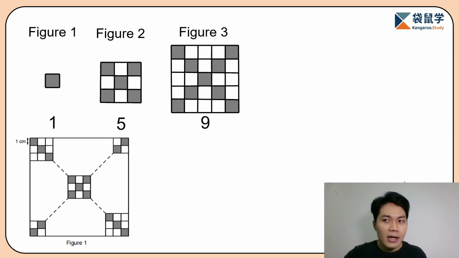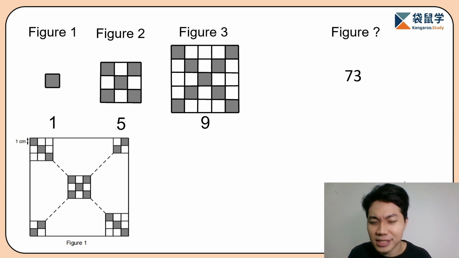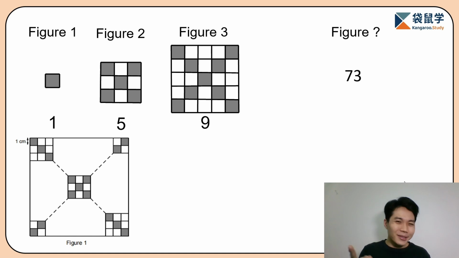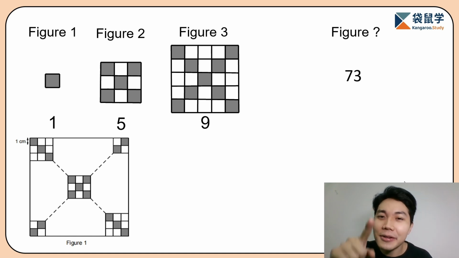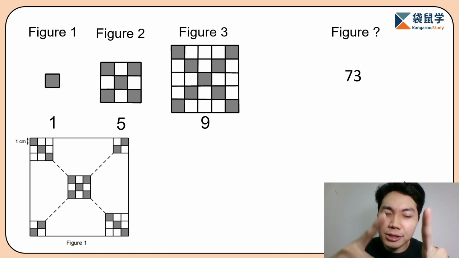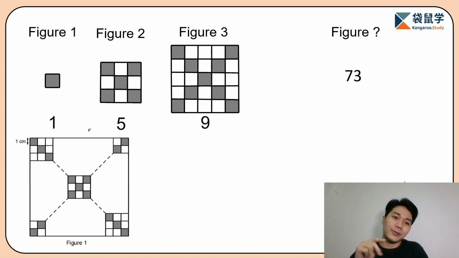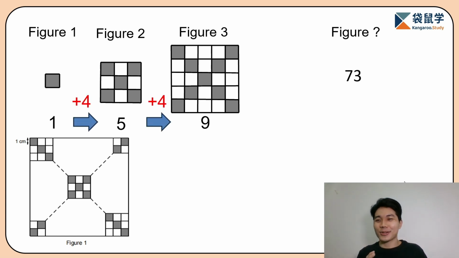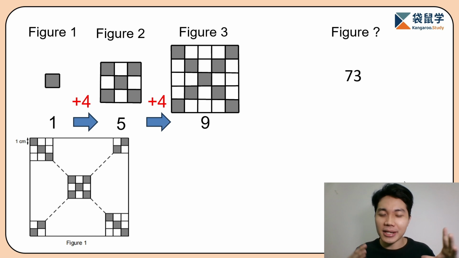It will be 9. And we want to find the final one, which is we don't know which figure, and we know it's 73 in total. First, what do we have to do? First we have to see and find the pattern starting from the first one. So from 1 to 5 is plus 4. From 5 to 9 also plus 4. So we know that we need to plus many 4s.